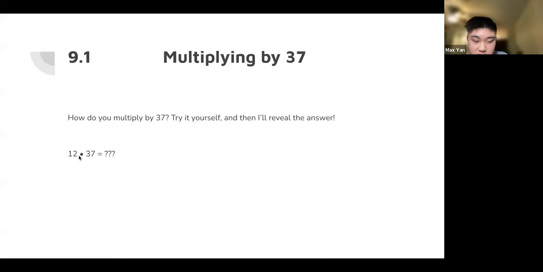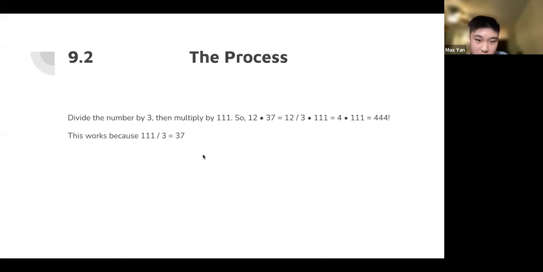Okay, so if you did the original problem, you should have gotten 444. And the special thing about this number is that 37 is 111 divided by 3. So it's the same trick we did with 25 and 50. 27 times 37 equals 12 over 3 times 111. 4 times 111, 444.